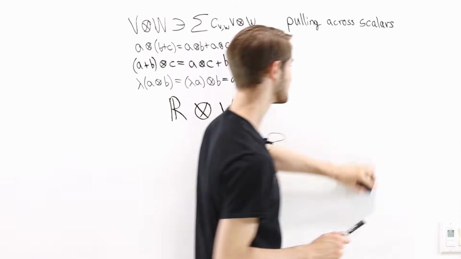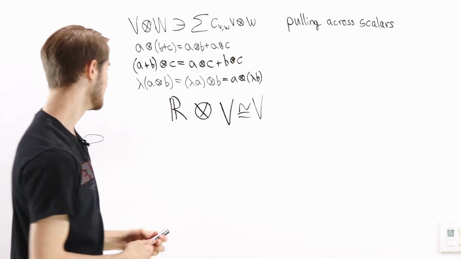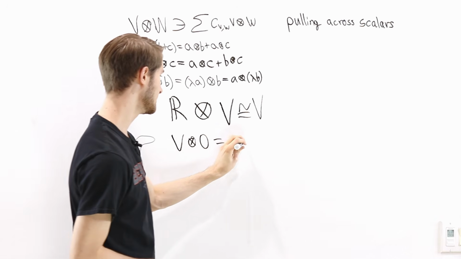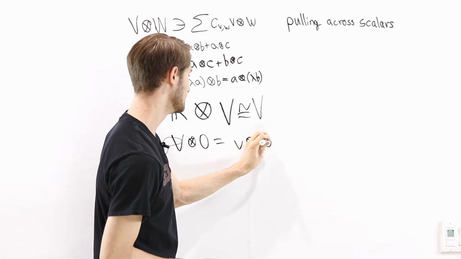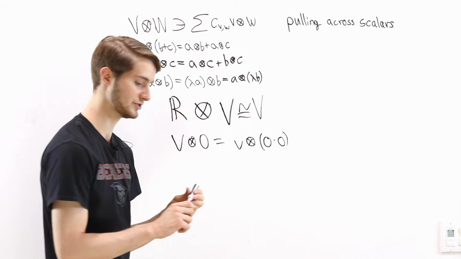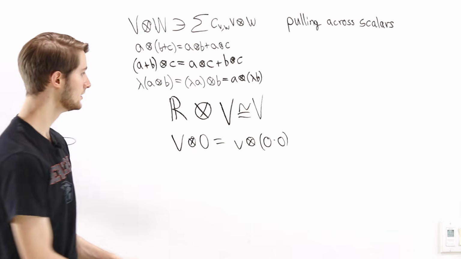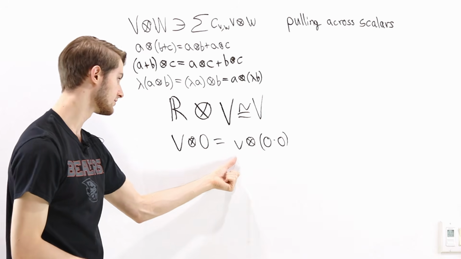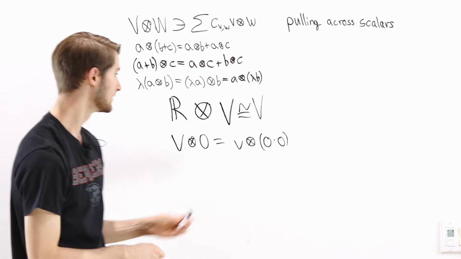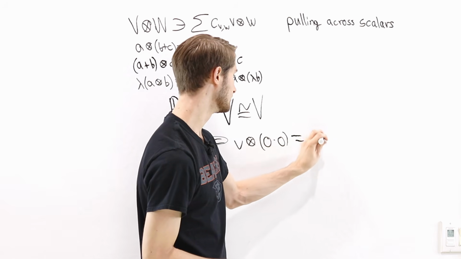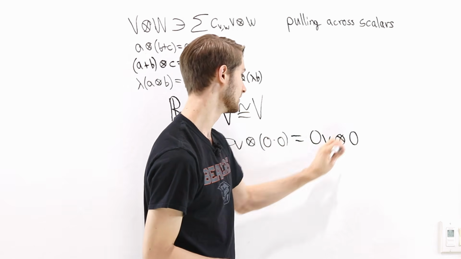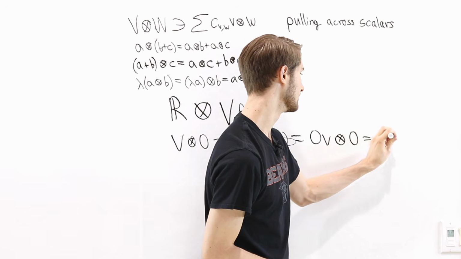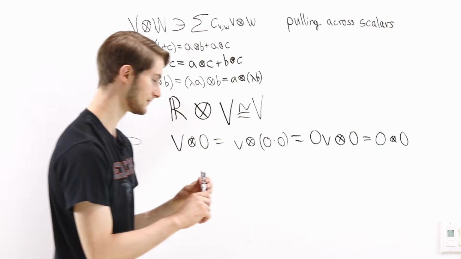rules of tensor products. The first is, we know that v tensor 0 is the same thing as v tensor 0 times 0, because this is just equal to 0. But 0 is a scalar, and we can pull the scalar across to the left side. So if we do that, we get 0v tensor 0. And so 0v is equal to 0, so this is 0 tensor 0.